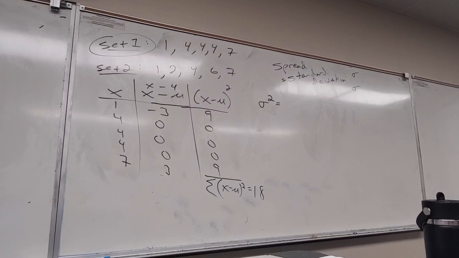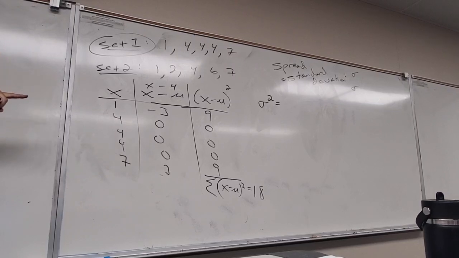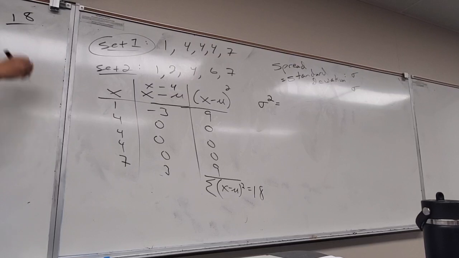So what is this whole thing? What do I put there? What is the sum of all the x minus mu squares? 18. I really want everybody to understand. In algebra, you are so used to putting a number into a single letter. This means the sum of all these things. So this whole thing gets replaced with what the sum is, 18. And then what's n? 5. So sigma squared is 3.6. Kick ass.